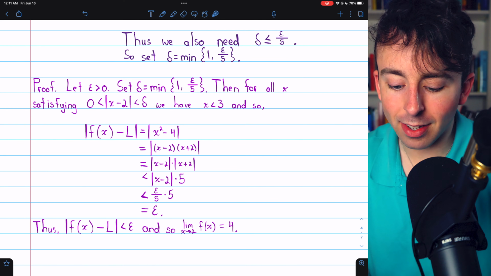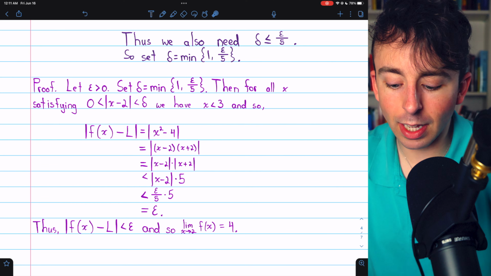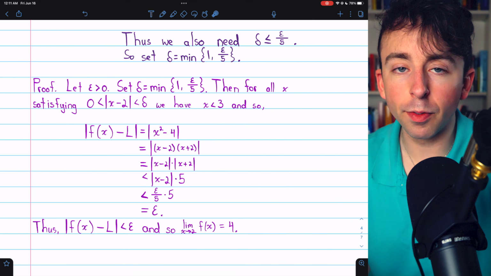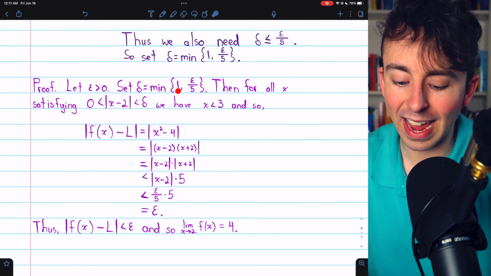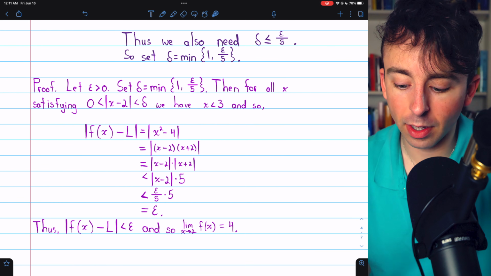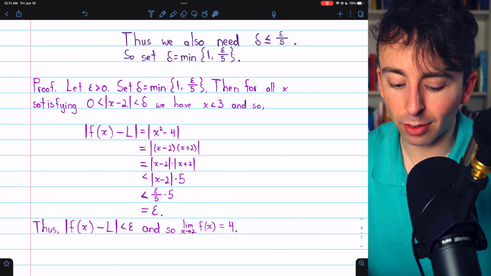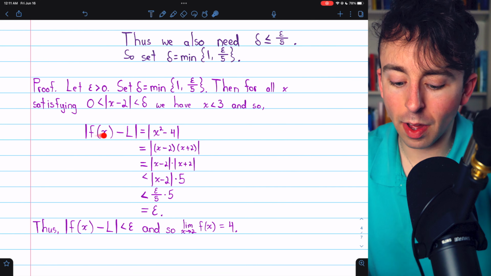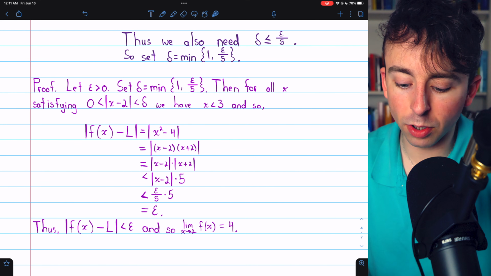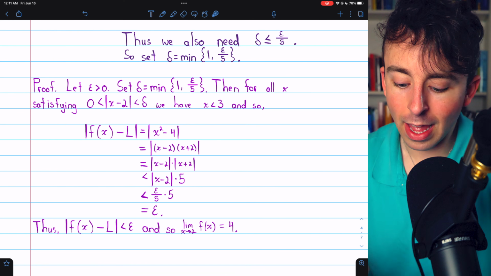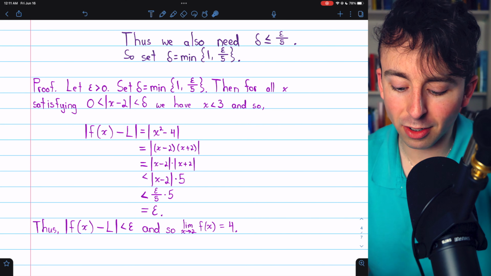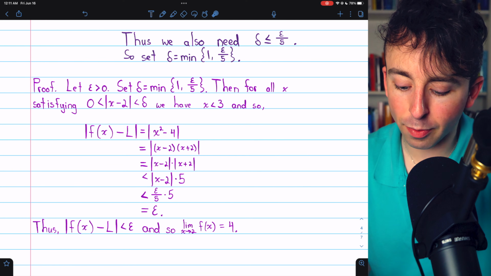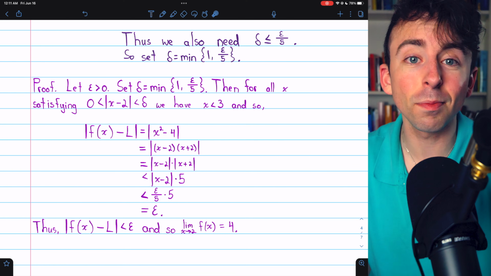Then for all x that are within delta of the limit point 2, we have, as previously discussed, that x is less than 3 because it has to be within 1 of 2. So x is less than 3. And thus, we have that the absolute value of f of x minus L is equal to the absolute value of x squared minus 4. Factoring the difference of squares, we have the absolute value of x minus 2 times x plus 2. We can split up the absolute value of a product, so we have the absolute value of x minus 2 times the absolute value of x plus 2.